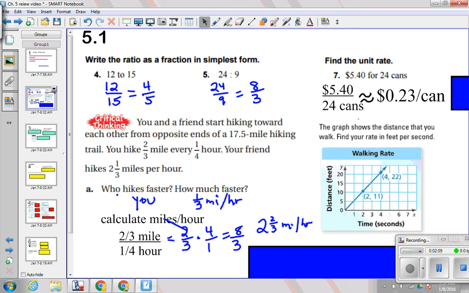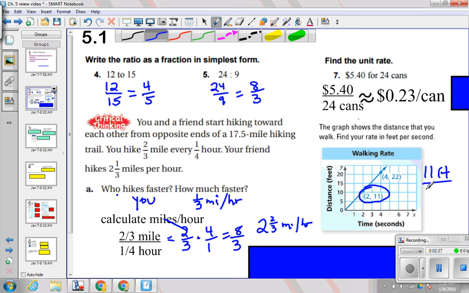Okay. We have to find the unit rate from the graph. So we can take one coordinate pair. I'm going to pick the smallest numbers, and what that means is that we have 11 feet in 2 seconds. So we have to find out how many feet that is in 1 second. So 11 divided by 2, that's 5.5 feet per second.